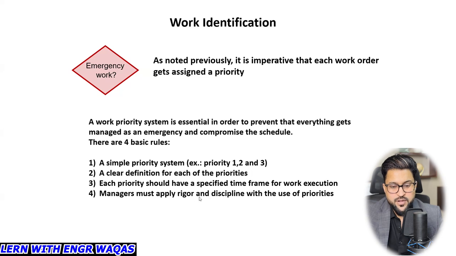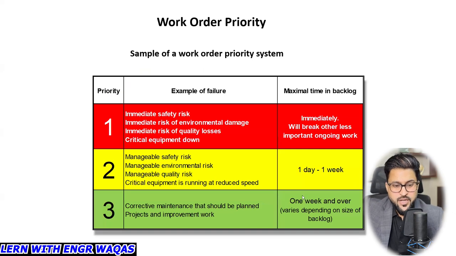Managers must apply rigor and discipline with the use of priorities. Okay, so this is the template. The first is the high risk, on spot you need to make that maintenance. The second one, day one, right? It will be the first priority, immediate. Second, the medium priority is taking 1 day to 1 week, and the third priority, which is the least one, is going to take 1 week and over, right? So these are the priorities which are going to be labeled with your identification of work. It will help us to make our priority list.